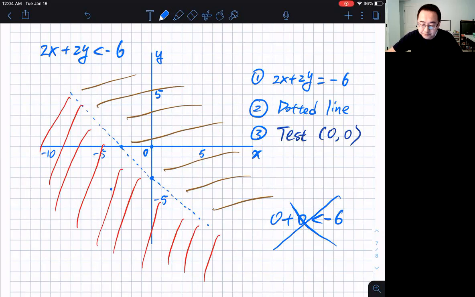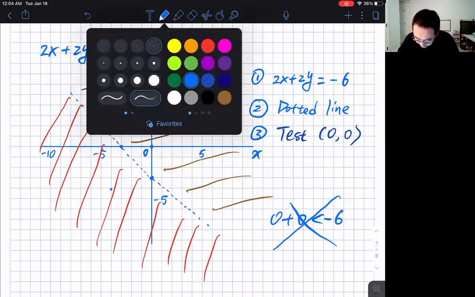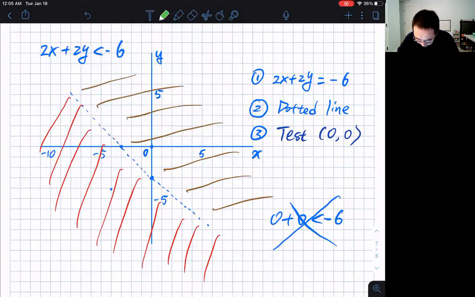Now this becomes a little bit more interesting when you have a system of inequalities you solve at the same time, right? You say, well, I have 2x plus 2y less than -6, and maybe let's say x is greater than or equal to 1. Let me draw a different color, and that function would be a vertical function, right?